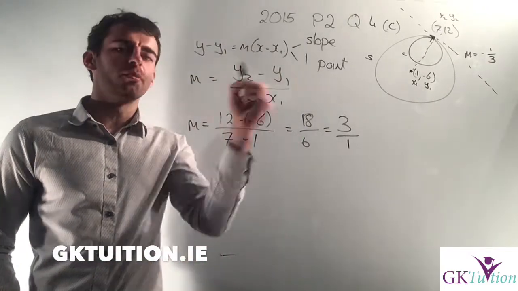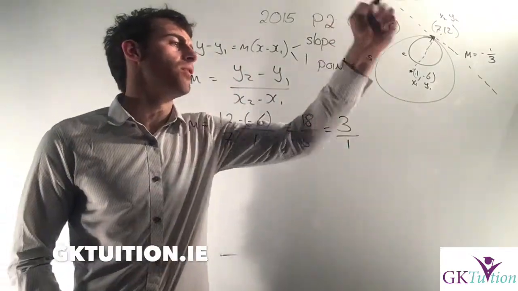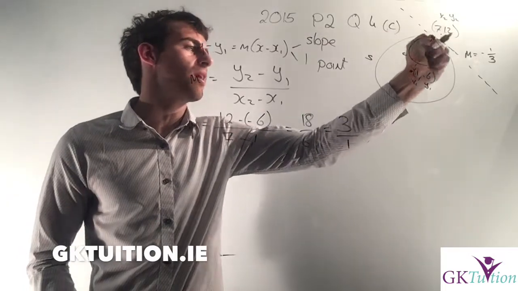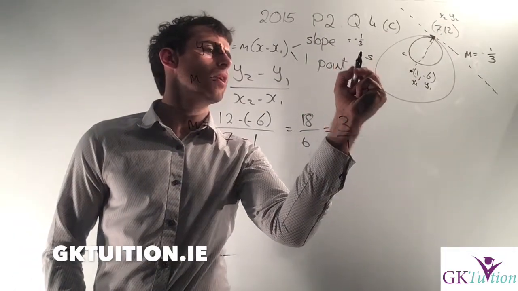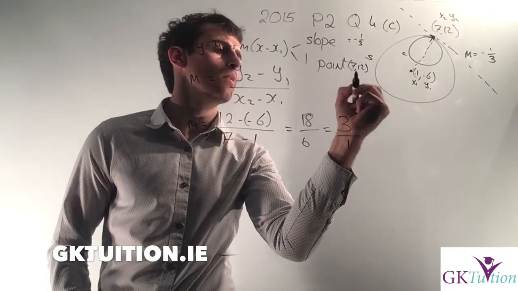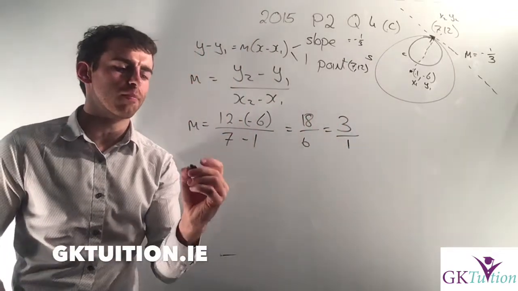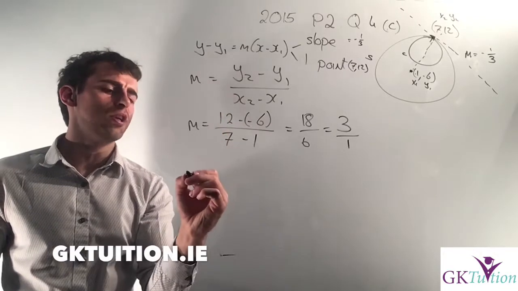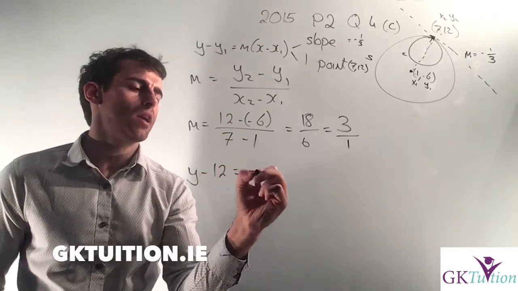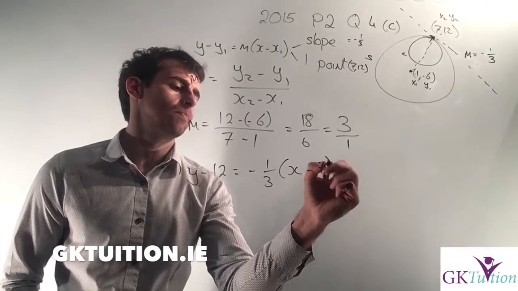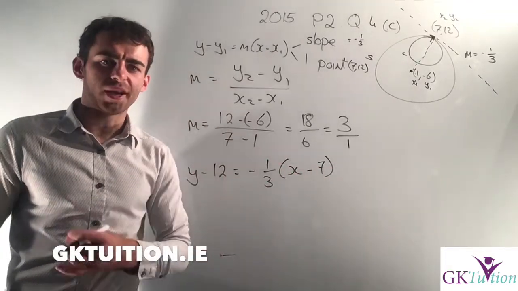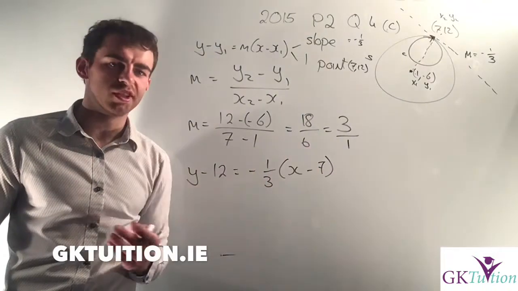So now I can sub into the equation of my line. To find the equation of this line, I know a coordinate and I know the slope. So I know the slope is minus 1/3 and I know a coordinate is 7, 12. So it's very straightforward now, we just sub in. So if I sub into my equation, I get y minus 12 is equal to minus 1/3 times x minus 7. Now to get rid of my fraction here, the best bet is to multiply both sides by 3.